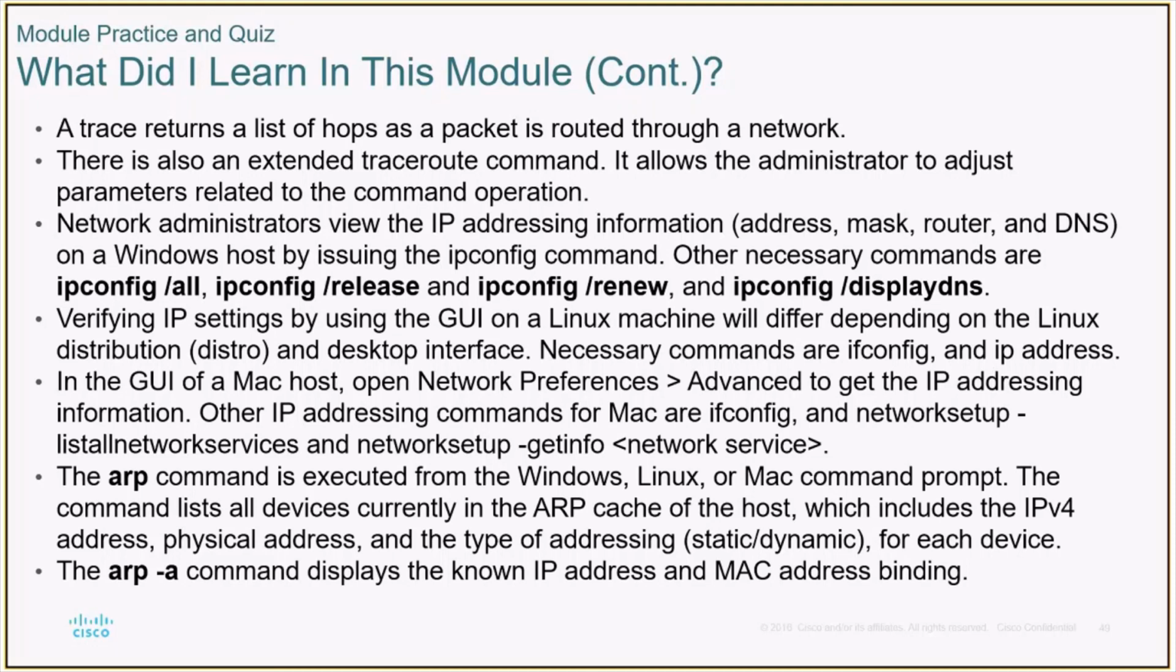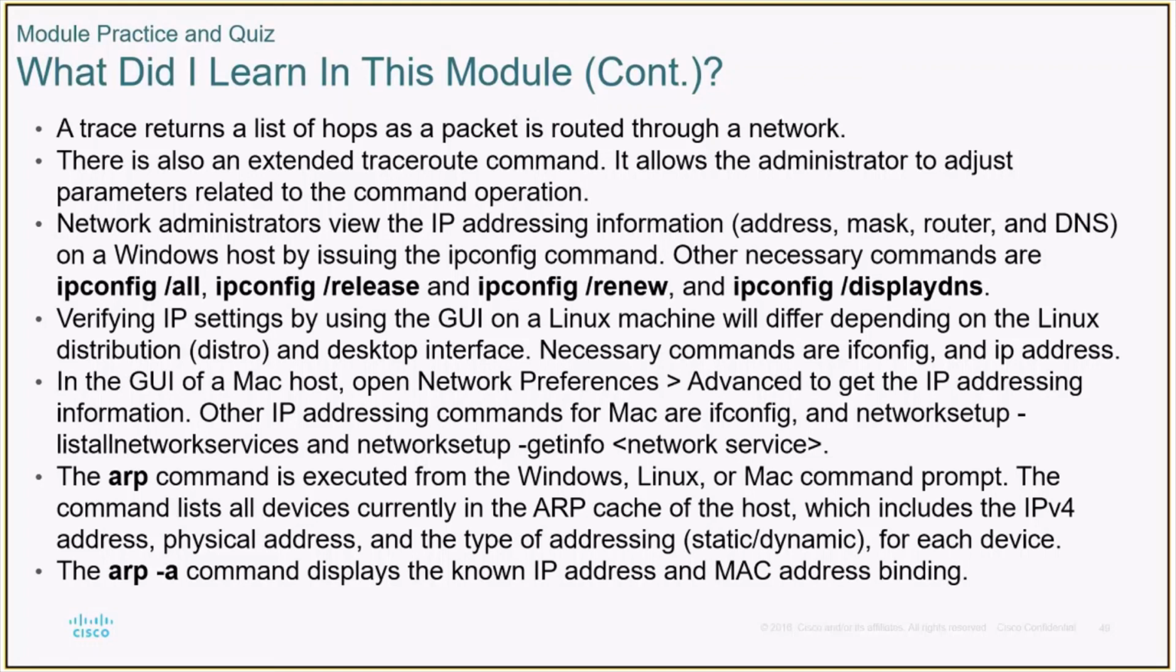Network administrators view the IP addressing information on a Windows host by using the ipconfig command. You can use /all, /release, /renew, and /displaydns to do some other things as well. Verifying IP addresses on a GUI in Linux will differ depending on the Linux distribution and desktop interface, but on the command line, ifconfig or ip address are the commands you can use. On the Mac GUI, there's Open Network Preferences, Advanced, or again, you can use ifconfig or networksetup on the command line.